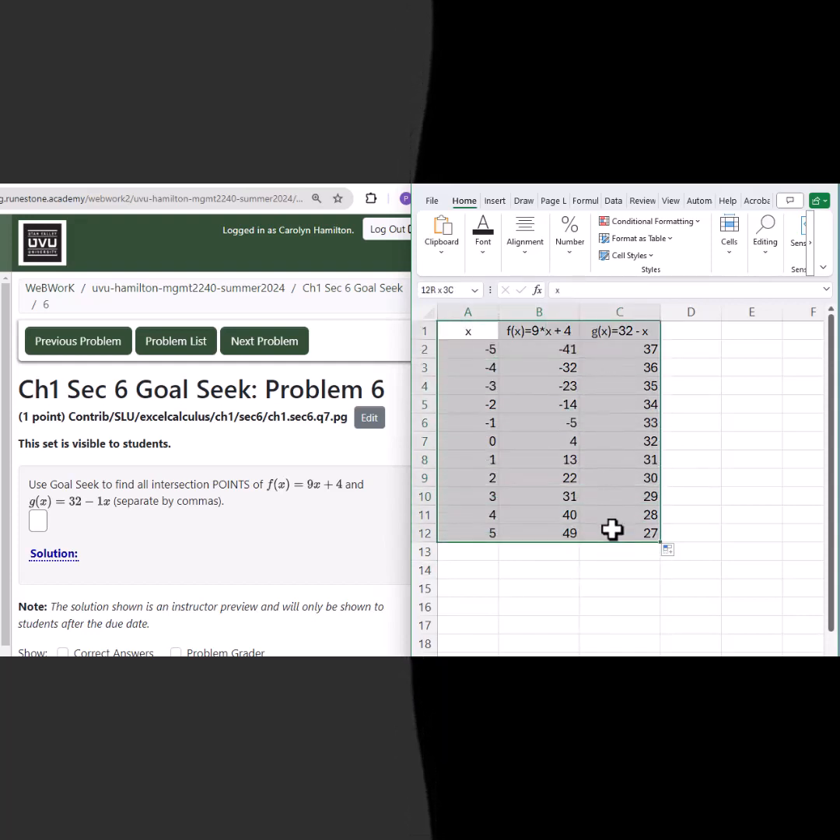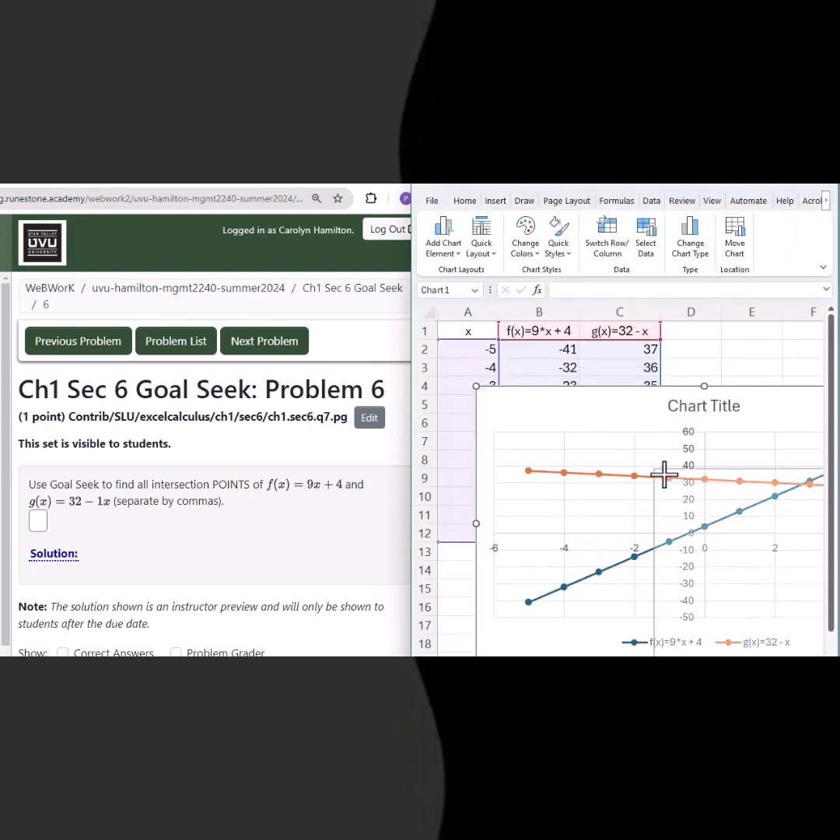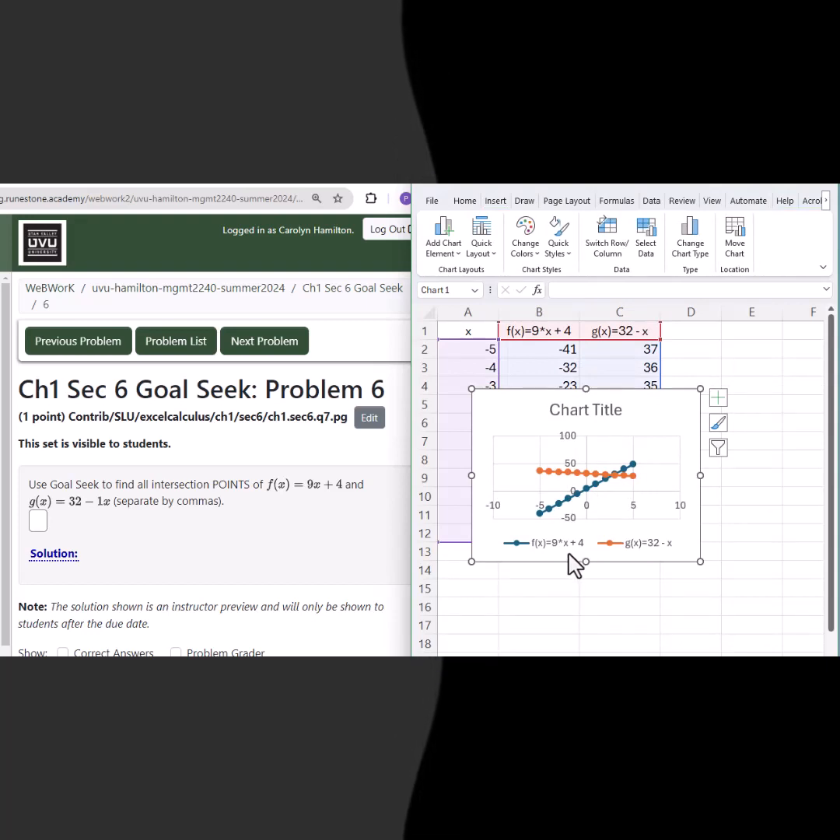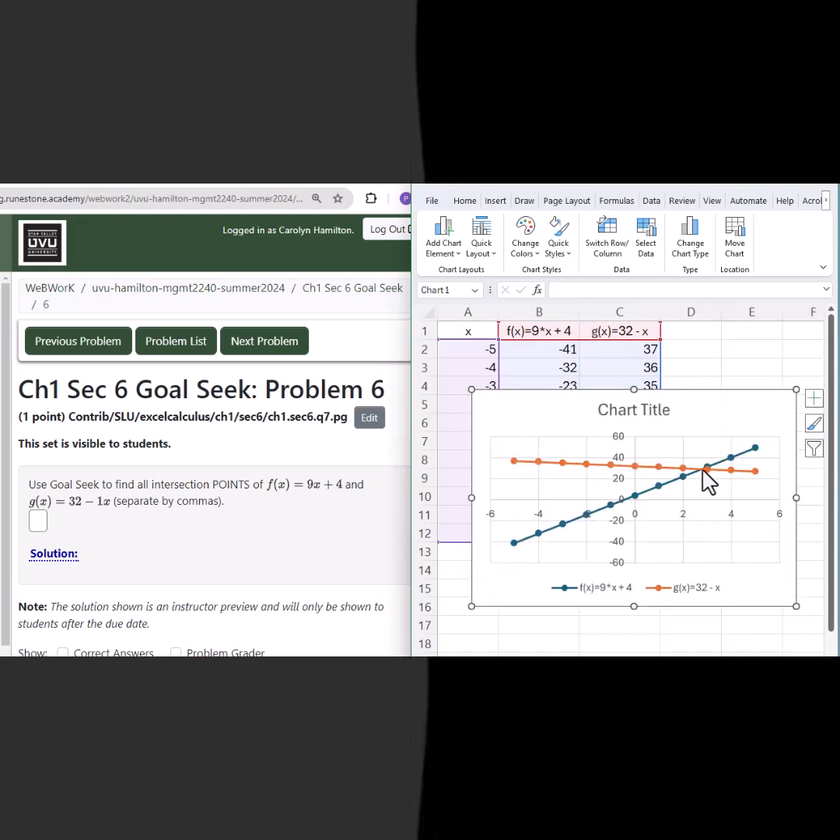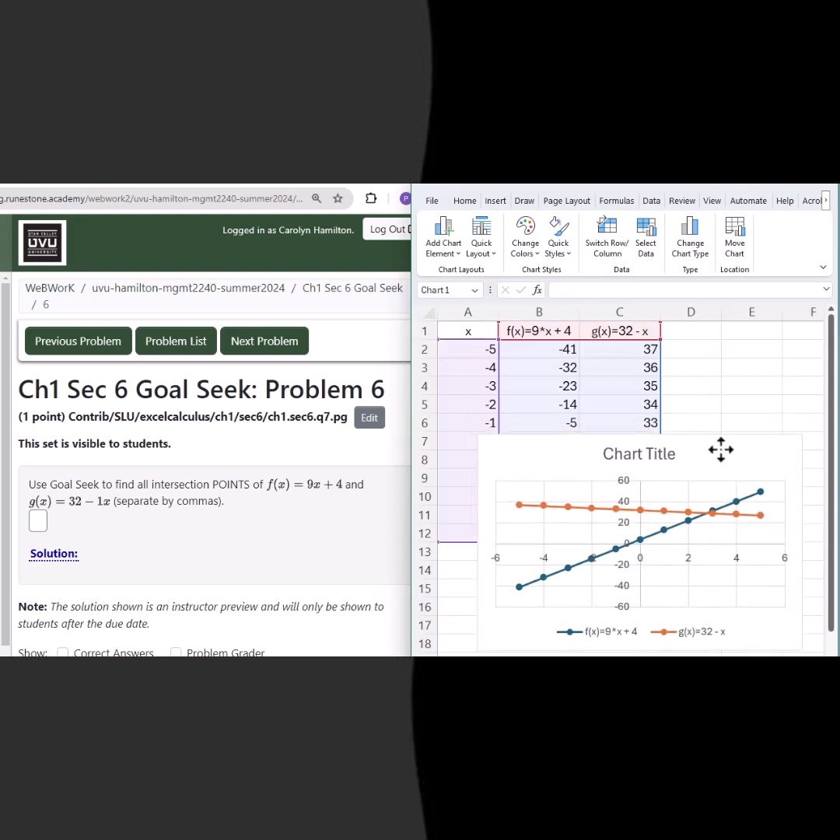But we'll get a better look at this if we select all three columns. And Excel will assume that the leftmost column is your horizontal axis and that any subsequent columns will be treated as separate y values. So we'll insert a graph. There we go. See how we've got two different series? The one in blue is marked as the f function, and the orange one is the g function. And we can see that there is only one point of intersection, and it looks like it's somewhere in between 2 and 3.